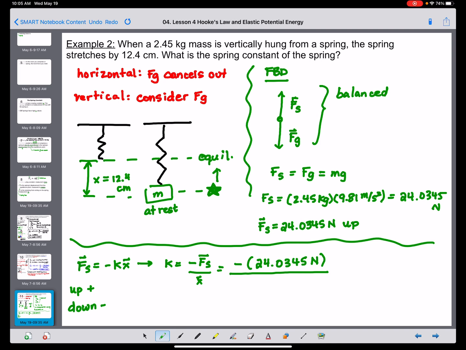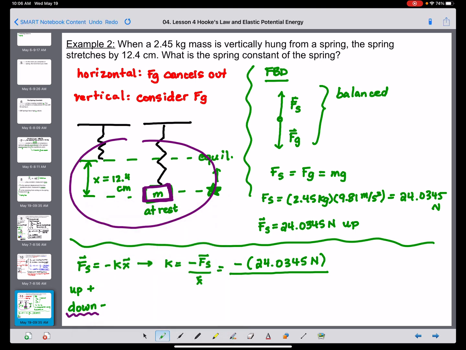And then for X, so we know that X is 12.4 centimeters, but we need to think about whether it's positive or negative. So look back at this diagram here that I'm going to circle in purple. And what you do is you look at your mass. So right here, outlining it in purple, we ask ourselves, is the mass above equilibrium or below equilibrium? And the mass is below equilibrium, so that means we had to move the mass down to put it down here. So since the mass was moved down, that's the same thing as saying that its x value is negative.